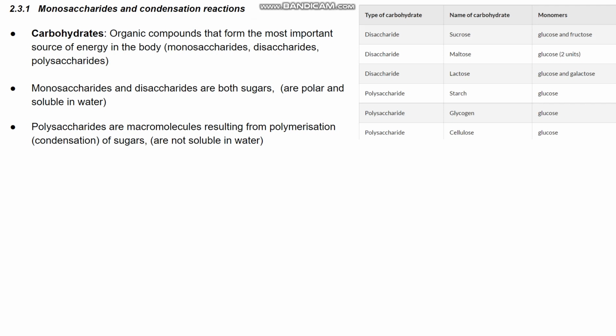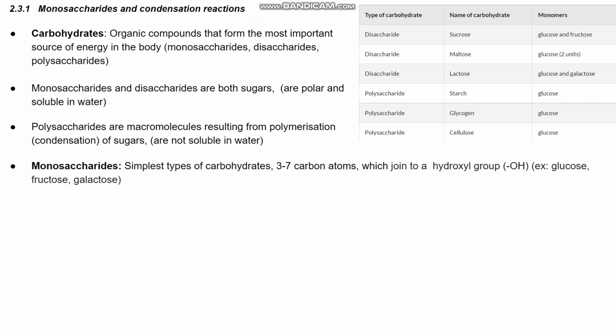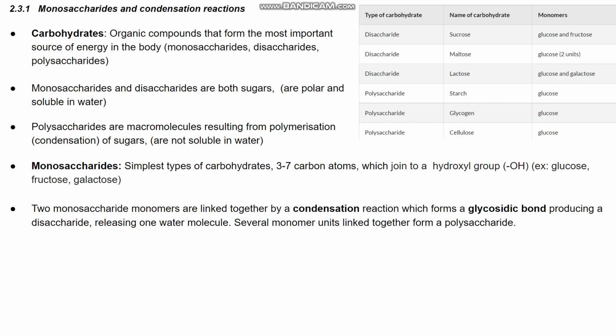Polysaccharides are macromolecules resulting from polymerization. It's just the condensation reactions of sugars, and they're non-soluble in water. Monosaccharides are the simplest types of carbohydrates, and there are 3 to 7 carbon atoms that join a hydroxyl group. As I said before, examples would be glucose, fructose, and galactose.